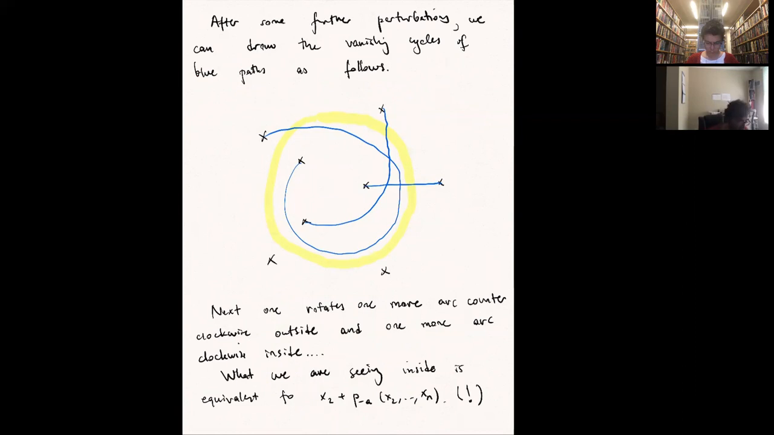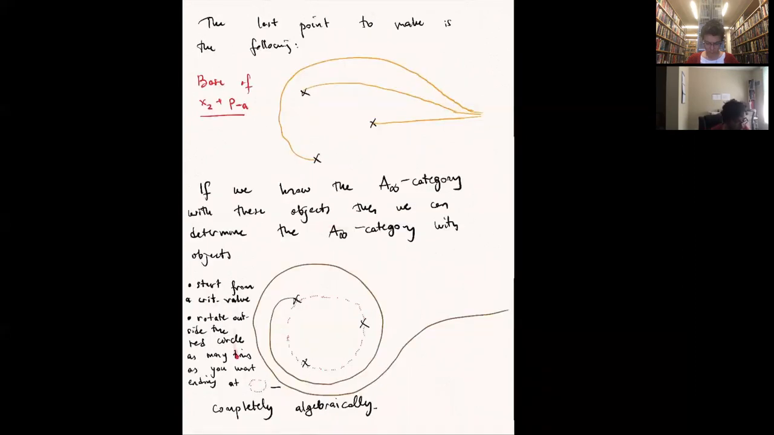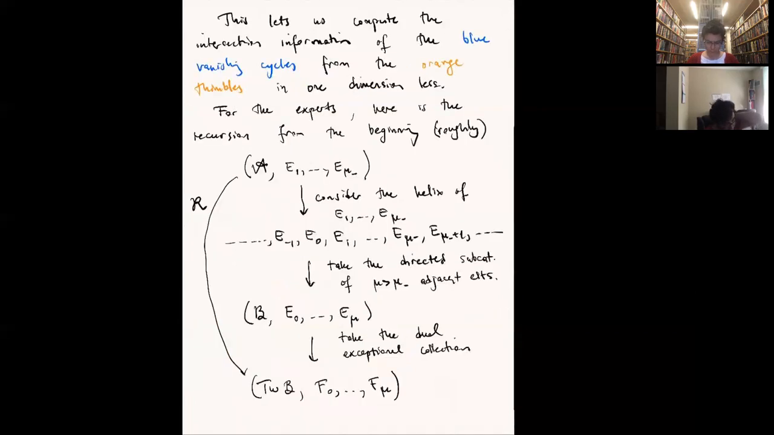And the information that stays inside the yellow disk can be recovered from the intersection of these vanishing paths in 1 dimension lower. So that means that we can compute the intersection information of the blue vanishing cycles from the orange symbols of 1 dimension lower. Okay, so this is how you get a recursion.